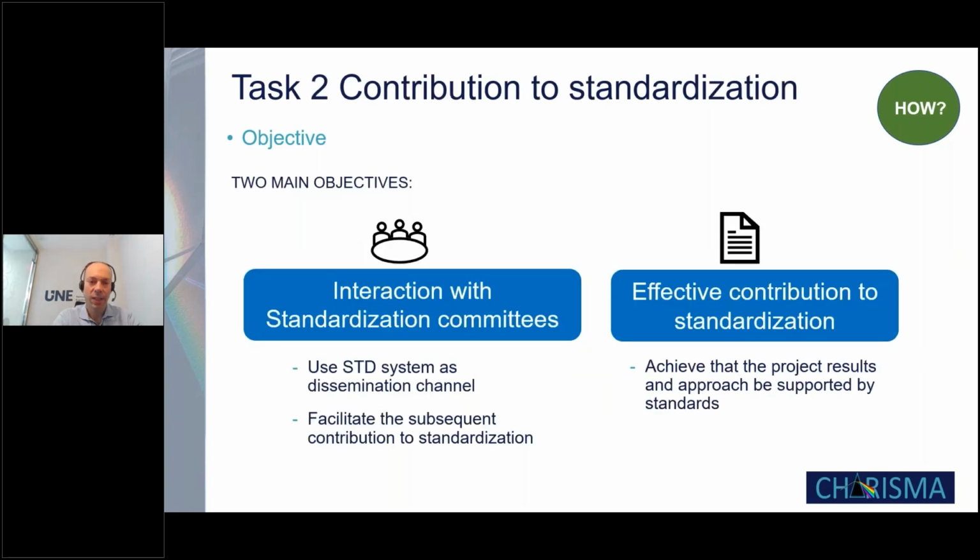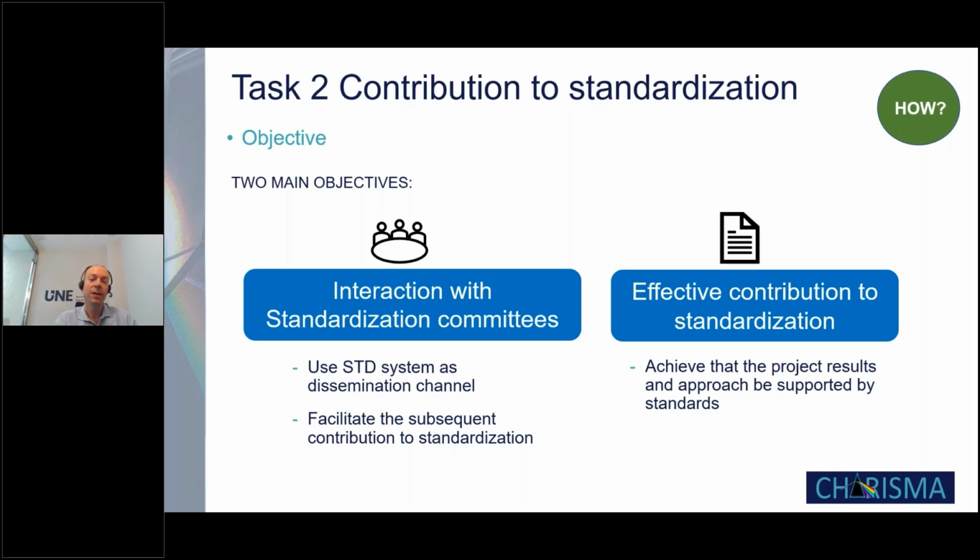And the second approach or the second task is the contribution to standardization. Here we have two objectives. Now we're talking about the second activity we see in the general plan, which is moving information not from the standardization system to the project, which was the previous slide, but moving information from the research and innovation projects to the standardization system, with two main objectives.